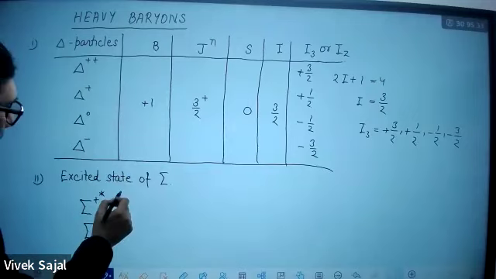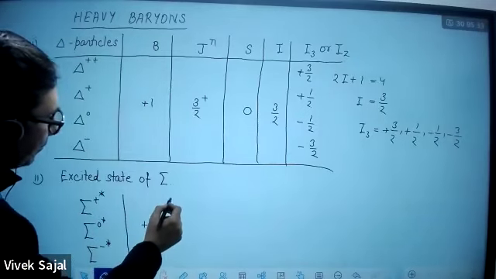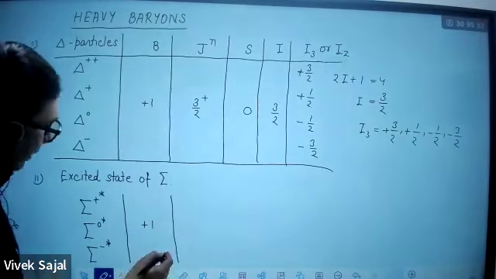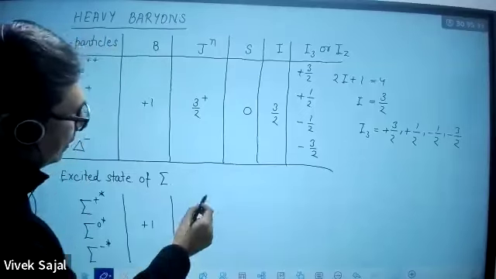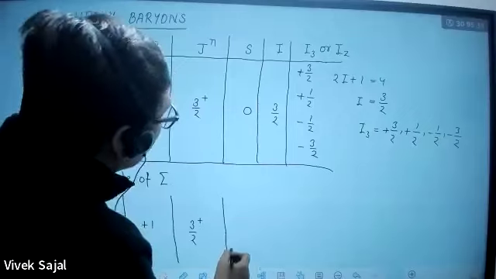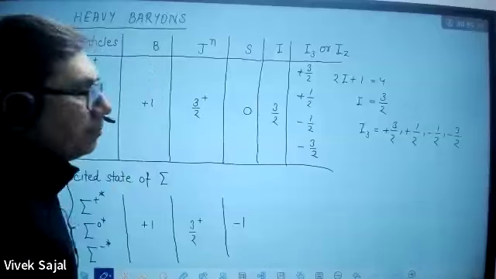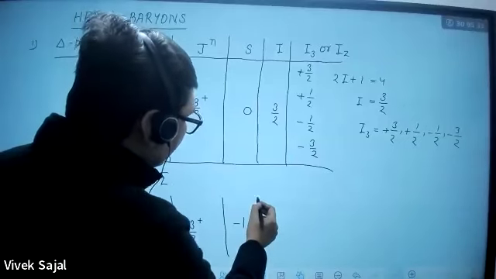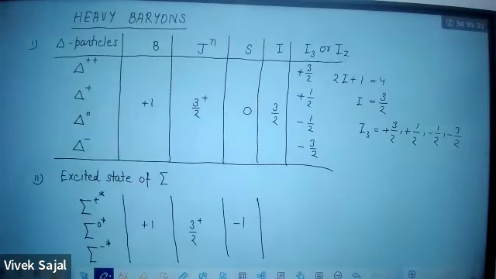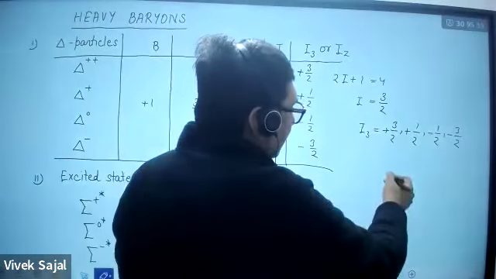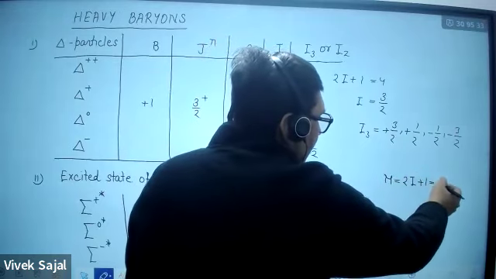Now baryon number for these is 1 because they are baryons, so plus 1. If you look at this, J pi is 3 by 2 plus. If you look at strangeness number, what will be the value? That will be minus 1. Strangeness number is minus 1. Now, what will be the I number or multiplicity here? Multiplicity is 3. So I can write here multiplicity M is 2I plus 1 equal to 3.